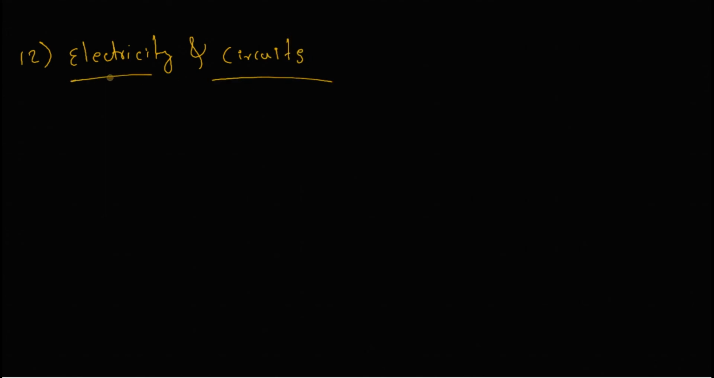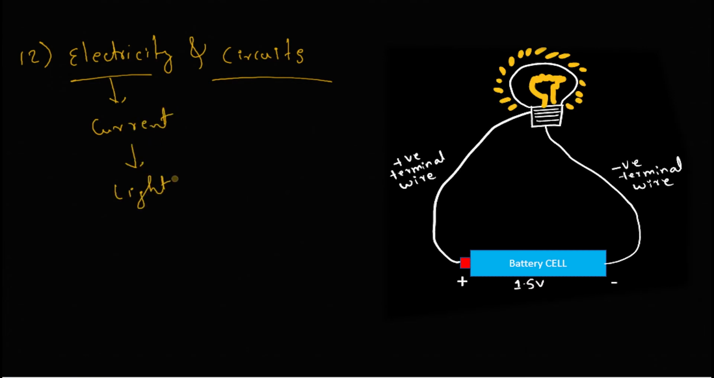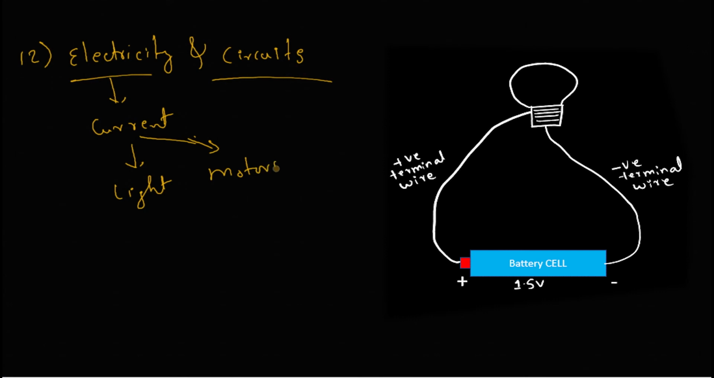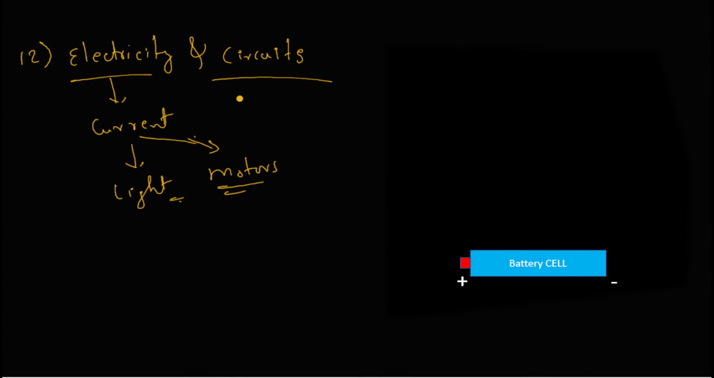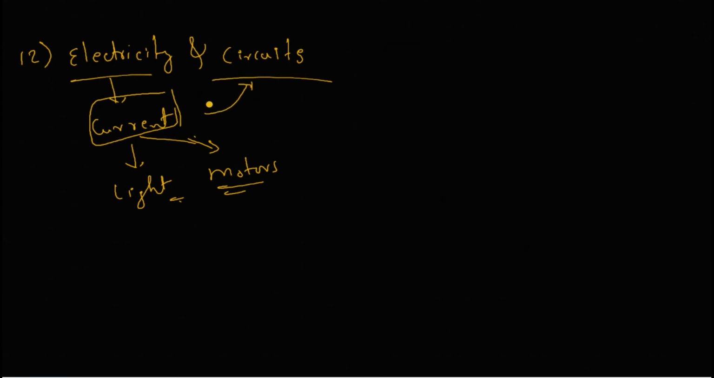Electricity means what? From here the current comes. From current the light will come, and anything can be done. Light will come, and the motor works. All those things, how this current is developed using circuits, we are going to discuss in this chapter. So that is a part of the 12th chapter.